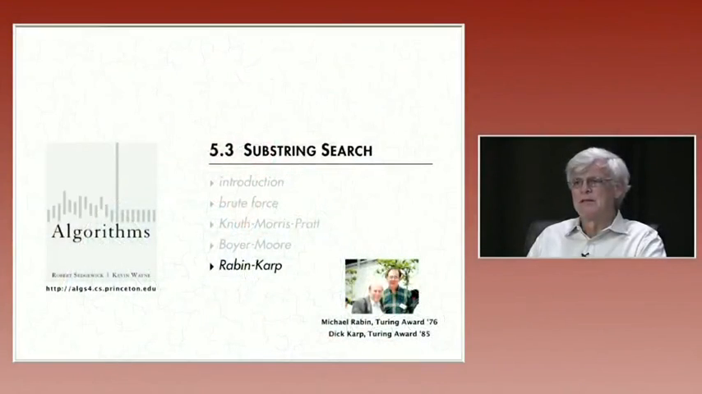And that's still not the end of the story. We're going to look at one more really interesting algorithm that has lots of important applications. It's called the Rabin-Karp algorithm, invented by two Turing Award winners, Michael Rabin and Dick Karp.